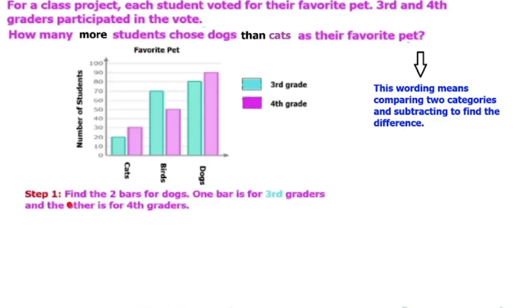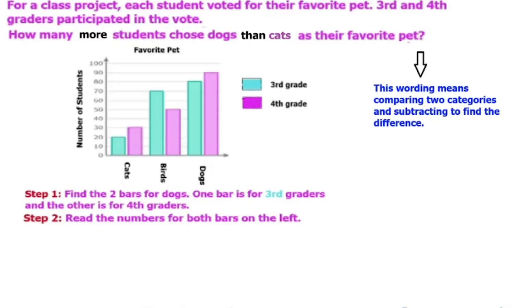Step 1, find the two bars for dogs. So one bar is for third graders and the other is for fourth graders, right? Now, so this is the two bars for dogs. Now read the numbers for both bars on the left. So we could go here. So this is 80 for the third graders, and this is 90 for the fourth graders.